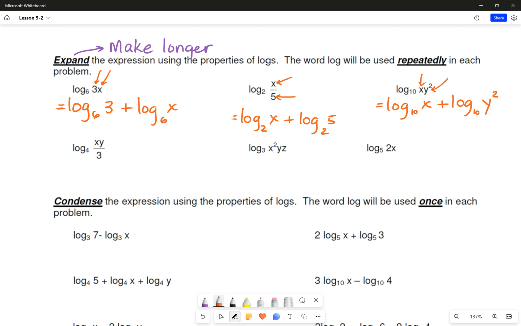But when you expand the logs, you do not want any exponents, okay? So that exponent 2 has to move because you don't want to lose the exponent. You just want it being used somewhere else. So move that 2 to become a coefficient of the log. So you rewrite it as log base 10 of x plus 2 times log base 10 of y. Okay. Any questions so far? See if you need to pause and analyze that a little longer.